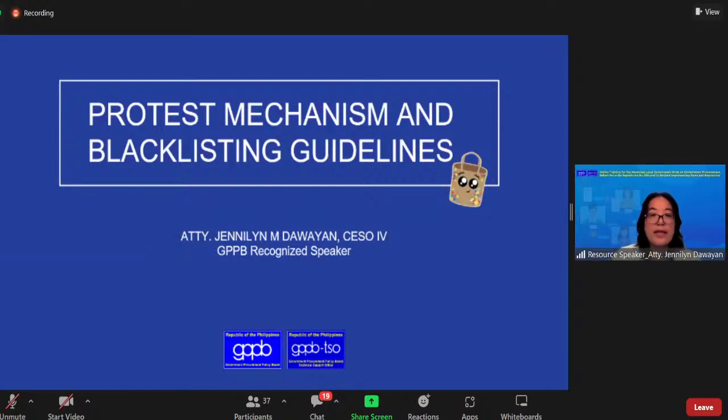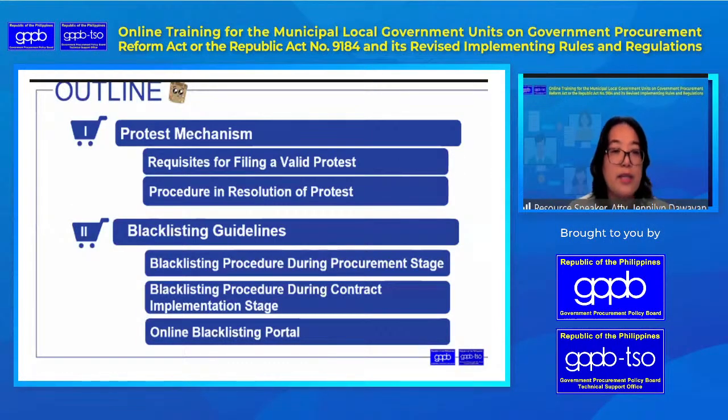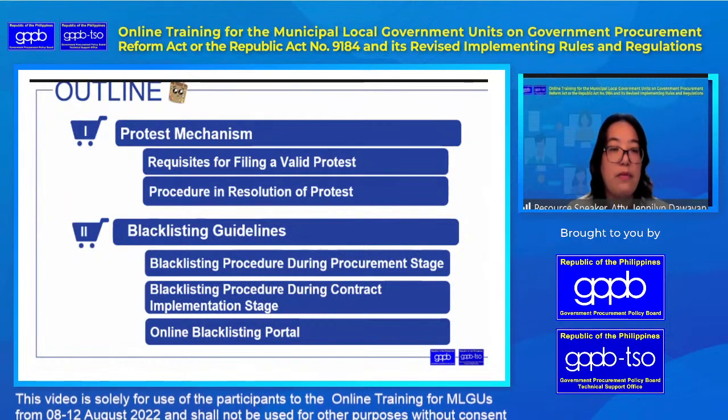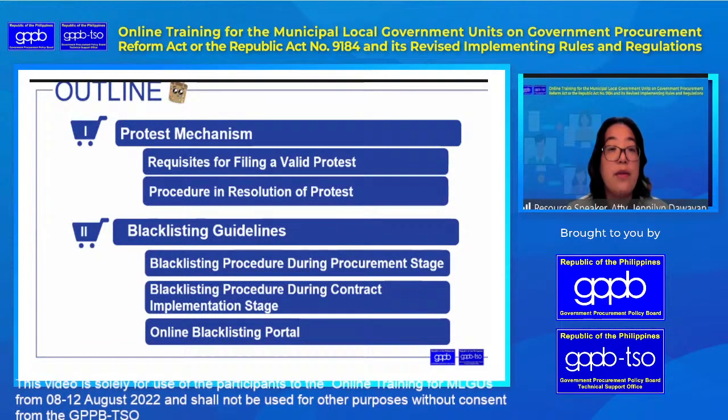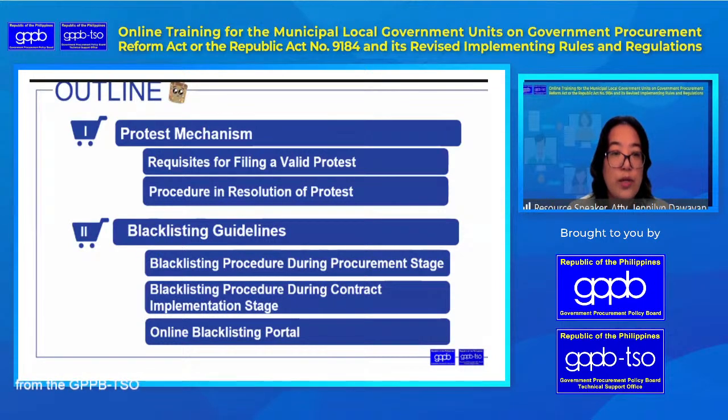So, the next topic that we're going to discuss would be the protest mechanisms. So, the outline for the protest mechanism is the requisites for filing a valid protest and procedure in resolution of the protest. And then, of course, the blacklisting guidelines.